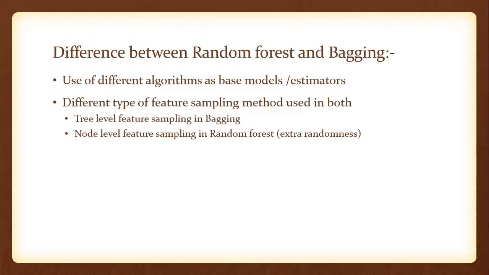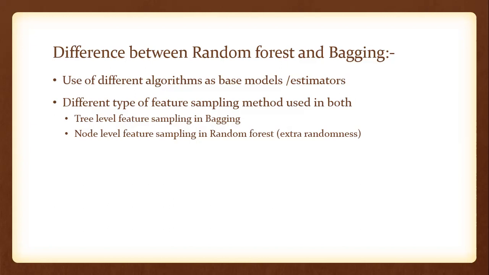In bagging, there is tree-level feature sampling. Now what is this tree-level feature sampling? Suppose out of five features in a data set, you are setting two features to be used for the tree making. In bagging, from the parent node to the last leaf node, the whole tree is made using only these two features that you have selected.